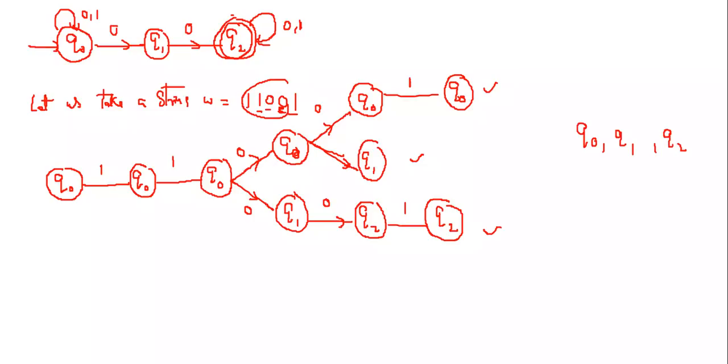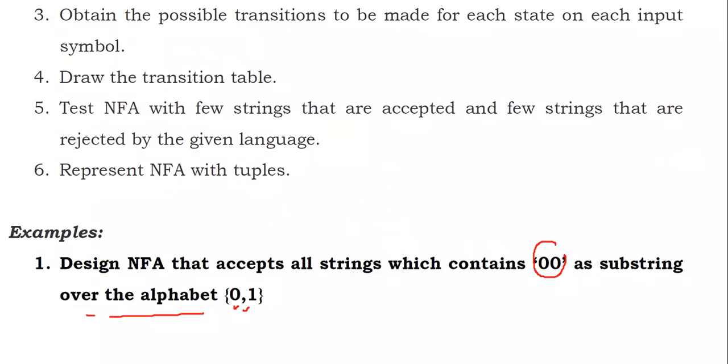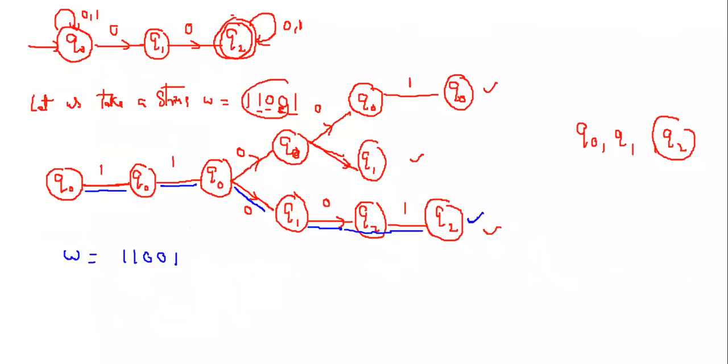Out of these, we have to check if any path is leading to the final state. Yes, this path is taking us to the final state. That means one of the paths is taking us to the final state, so the string W is equal to 11001 is accepted. The string is accepted by one of the paths, so we can say that the string is accepted by the given NFA.